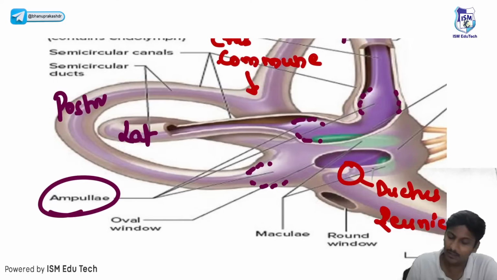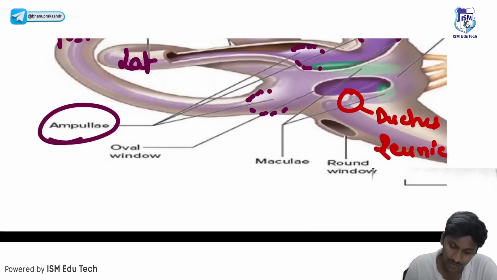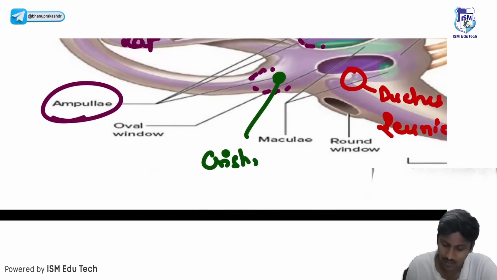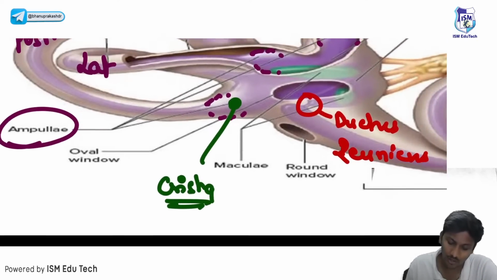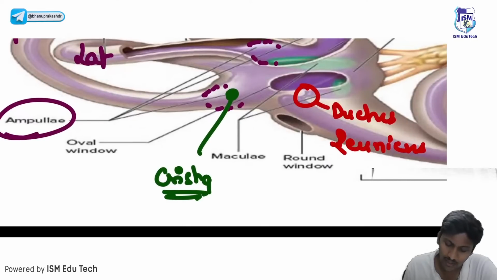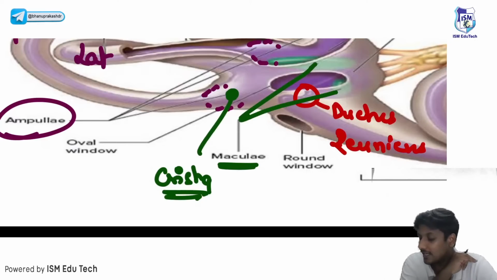And this ampulla contains the sensory end organ of the semicircular canal. What is it known as? The sensory end organ of the semicircular canal is known as the crista. Whereas what is the sensory end organ of the utricle and saccule? The green one that you can see is the macula. The sensory end organ of the utricle and saccule is called the macula.